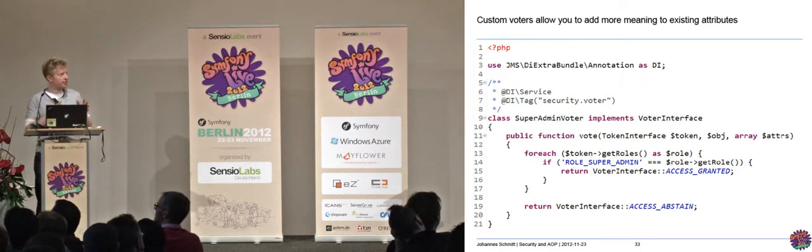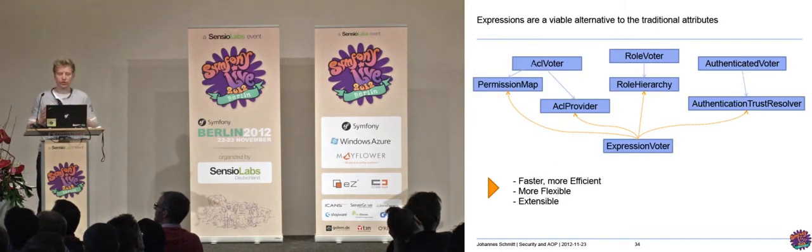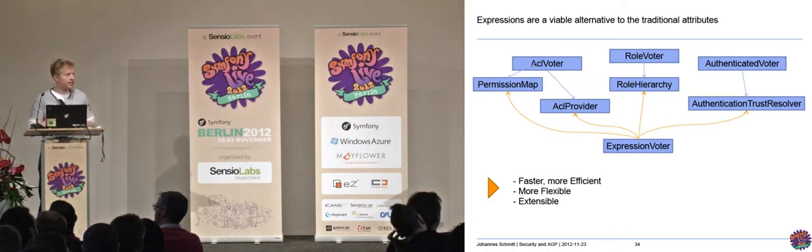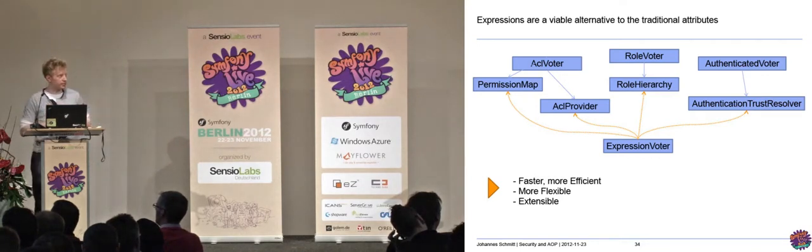Then we also have optionally, basically as an alternative to the traditional attribute system, the expressions, which are faster than the traditional voters because we compile them down to raw PHP code, which also means that we have to perform less runtime checks and can do them at a compilation step, which we basically have in between.